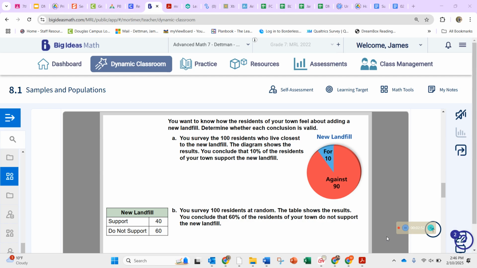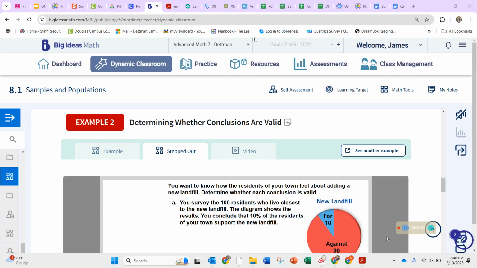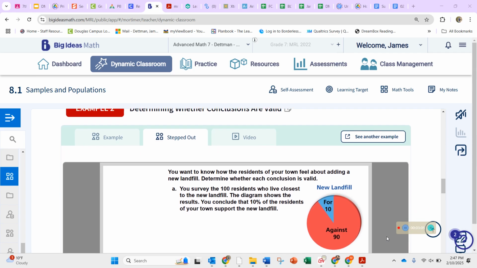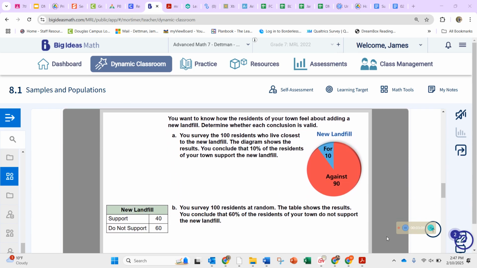All right, in the next part of problems that we're going to do, we're going to determine whether conclusions are valid, meaning if a survey is done and the survey is good enough that we can use the survey. Okay, so let's check it out. You want to know how the residents of your town feel about adding a new landfill. A new landfill is where you put all the garbage in town. So determine whether each conclusion is valid.